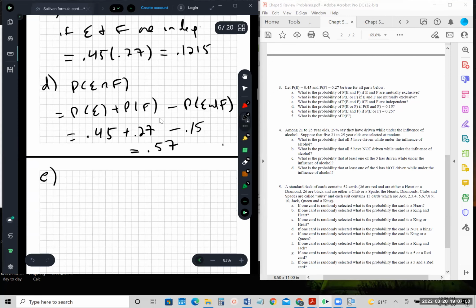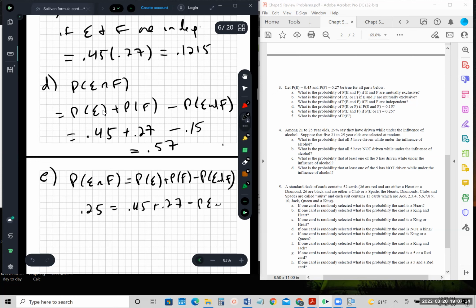So then E would be, what is the probability of E and F if the probability of E or F is 0.25? So if we do the probability of E or F, that's equal to the probability of E plus the probability of F minus the probability of E and F. So what they want to know is what the and would be. So this would be 0.25 equal to 0.45 plus 0.27 minus the probability of E and F.